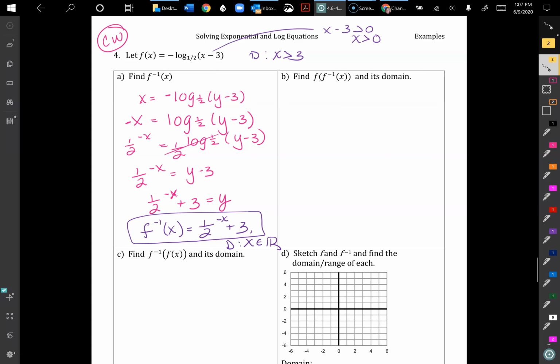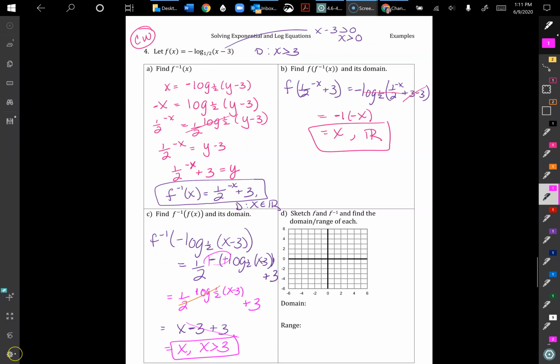So now, the next part is finding f of f inverse of x in its domain, part B and part C. I'll do those together, write them up, and then you can check.